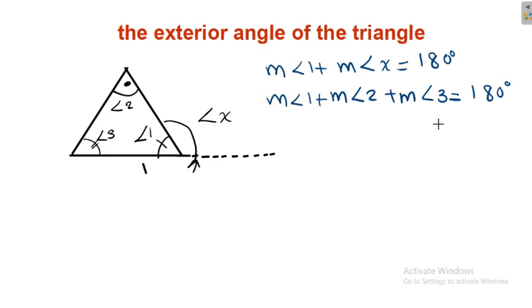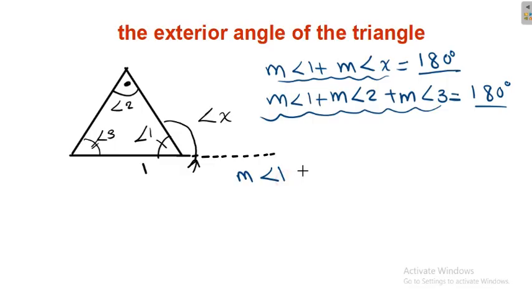So these two angles equal 180, and these three angles equal 180. So these two angles are equal to these three angles. So the measure of angle 1 plus the measure of angle x equals the measure of angle 1 plus the measure of angle 2 plus the measure of angle 3.